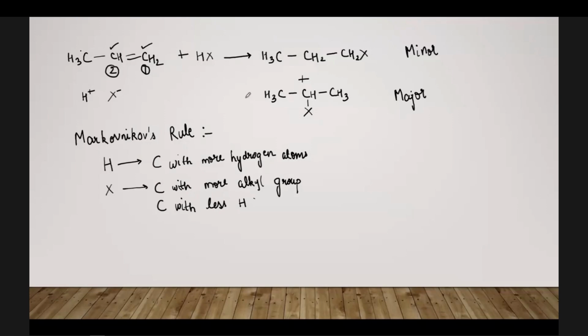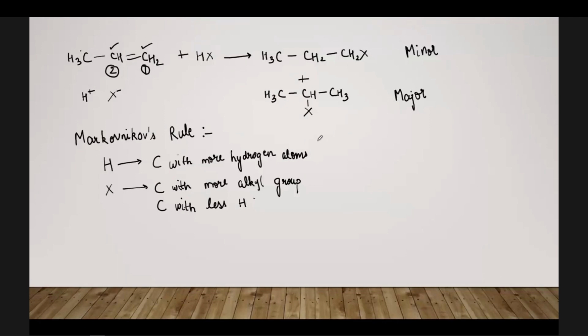I mean, whenever you see an alkene and an HX kind of thing, the reaction between an alkene and a halogen acid, then you'll have to apply this rule, क्योंकि there will be more than one product being formed, and which product will be more in amount will be justified by this rule.